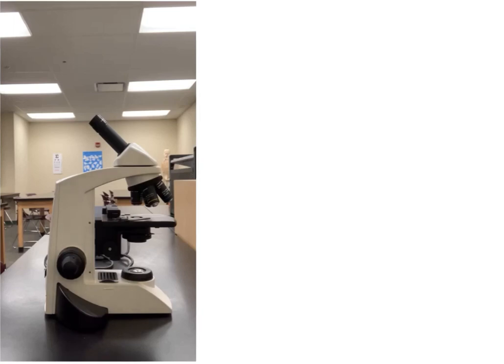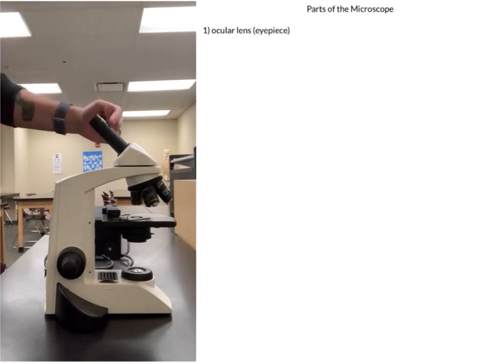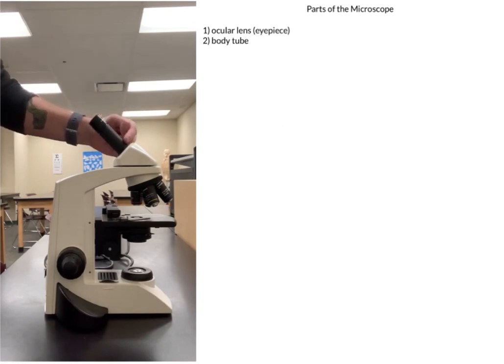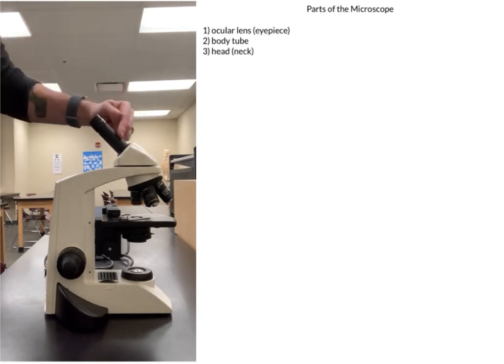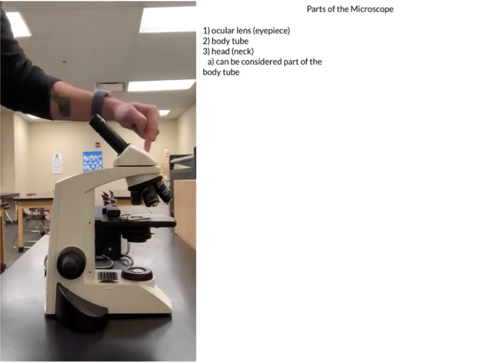All right, for this video, we're going to cover the parts of the microscope. So we'll start up here. This is our ocular lens, which is also called the eyepiece. This part here is the body tube, and the body tube goes down into the head or the neck. And some people will even say that just all this together is the body tube.